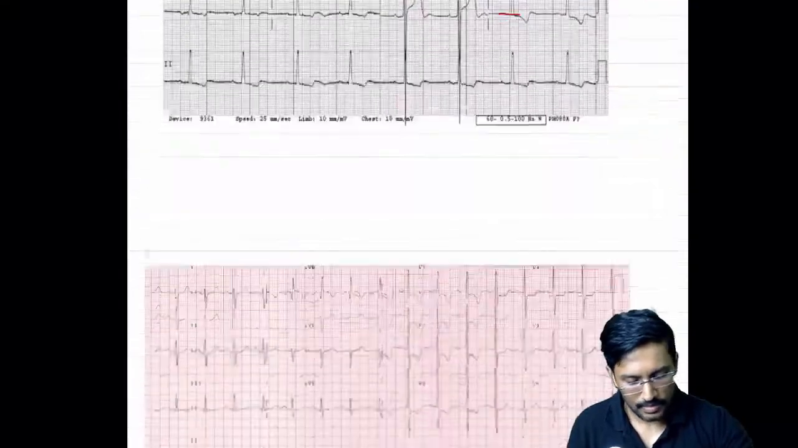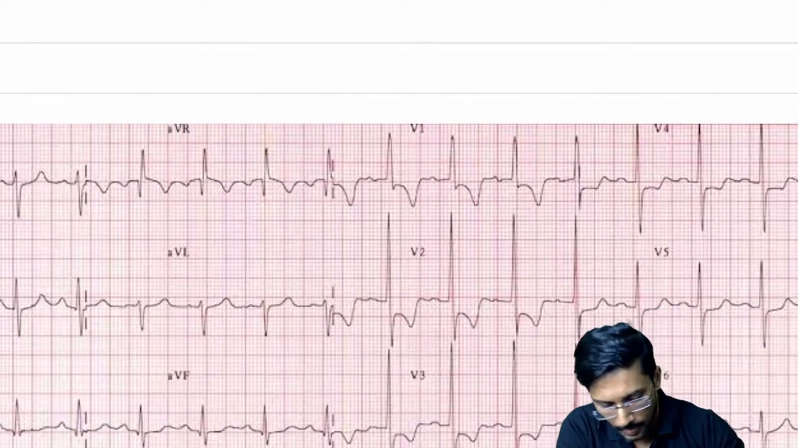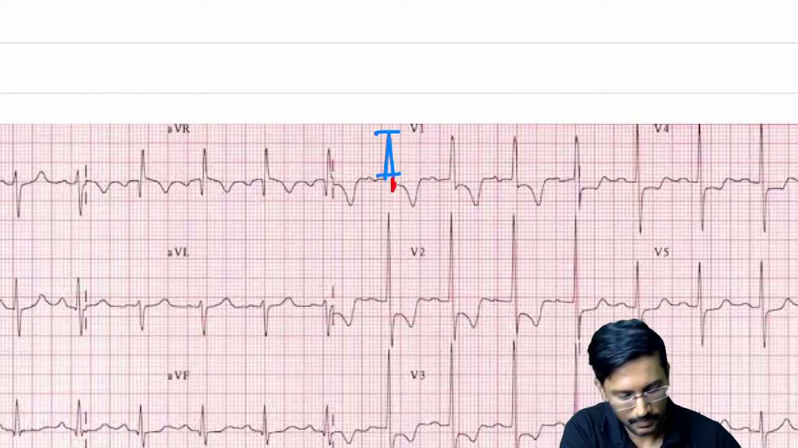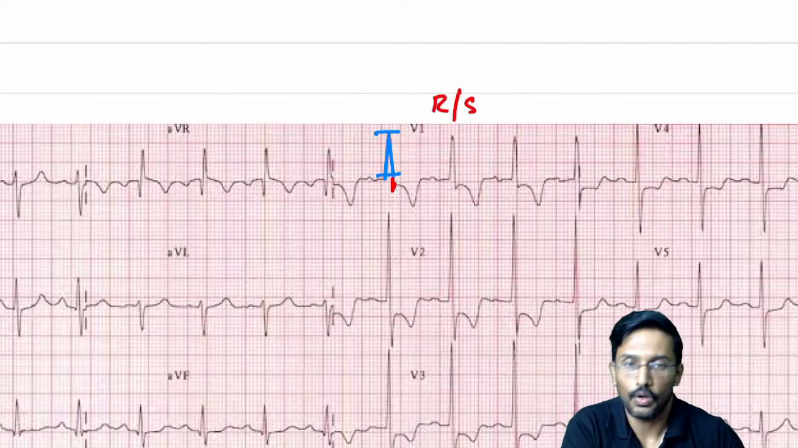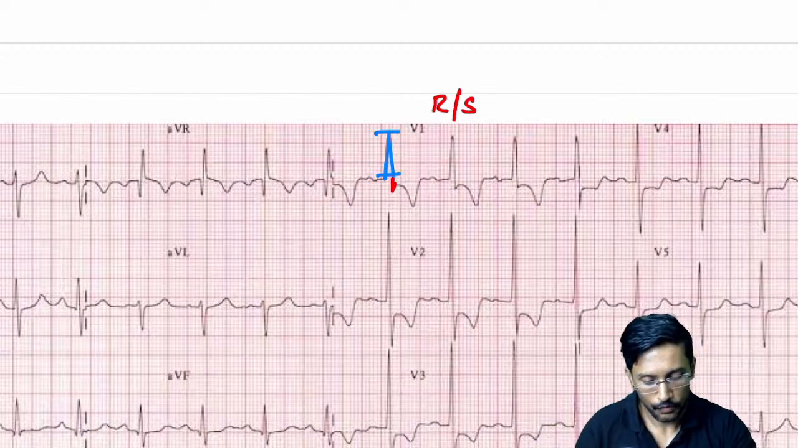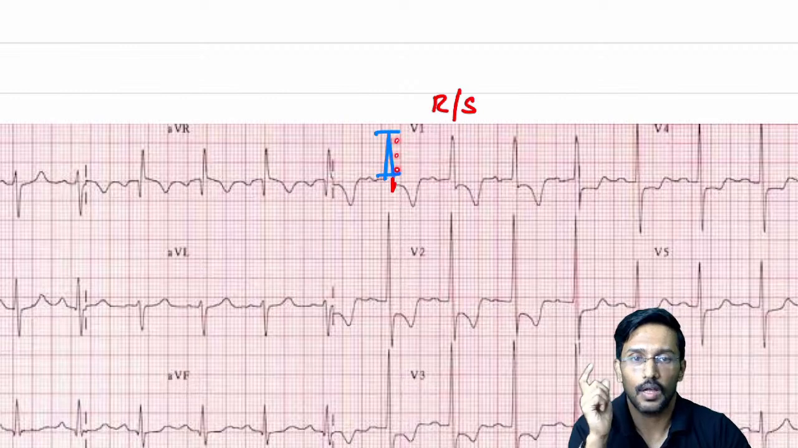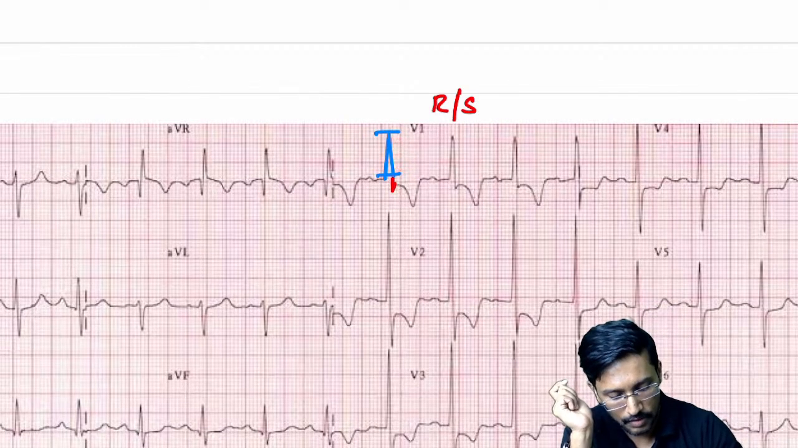But now let us look at this ECG. When I look at V1, what do I notice? V1 shows a prominent R wave, right? This is the amplitude of R. And look at the S. S is very small. So here if I look at R by S ratio, how much will it turn out to be? Amplitude of R wave is almost 2 large boxes. S wave is not even 1 large box. So R by S ratio here will be more than 1.